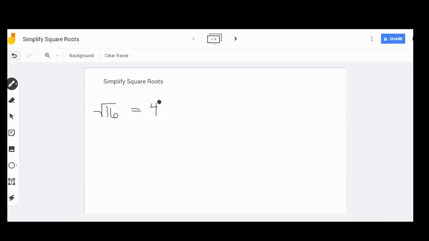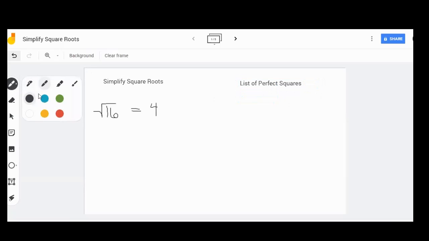Since this came out to be a nice whole number, that means 16 is a perfect square. A perfect square is a number where, when you take the square root, you get a nice whole number. Nice and round, no decimals, no fractions. So what we really need is a list of perfect squares. That's what you're looking for when you simplify square roots, or that's the way I do it. We need a list of perfect squares.